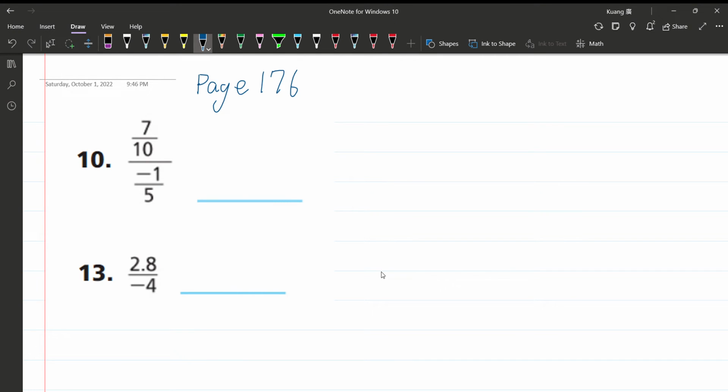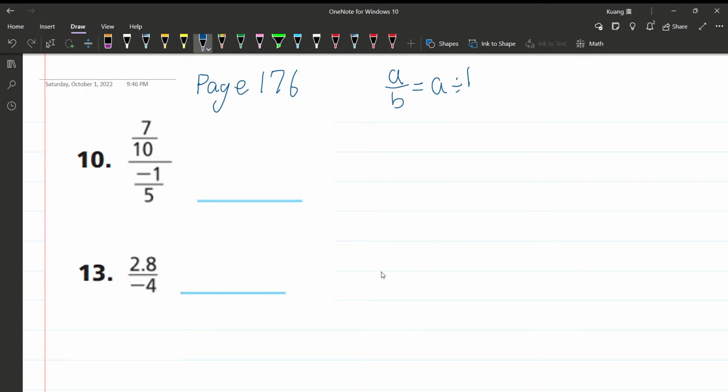Hi, this is homework 5.5, page 176. Question number 10. If you see a fraction over another fraction, how do I do this? So, okay, a over b actually is a divided by b.